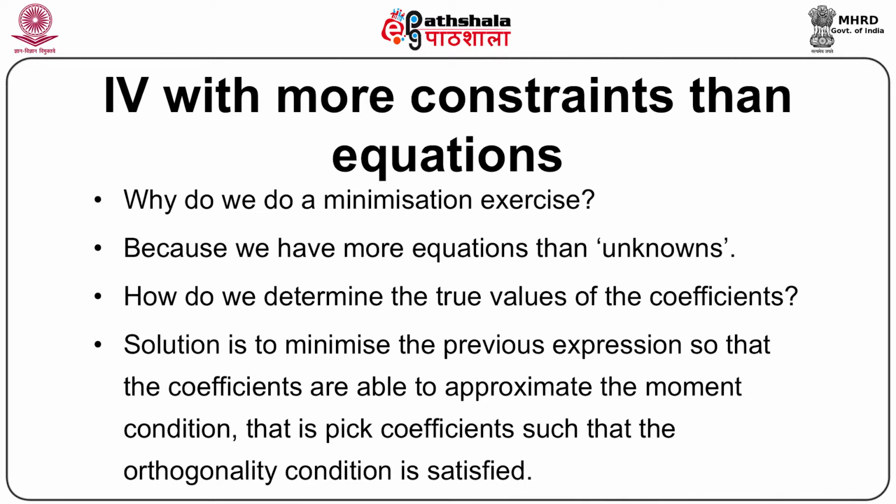Now, why do we carry out the minimization exercise? Because we have more equations than unknowns. How do we determine the true values of the coefficients? The solution is to minimize the previous expression so that the coefficients are able to approximate the moment condition, that is, the coefficient is picked such that the orthogonality condition gets satisfied.